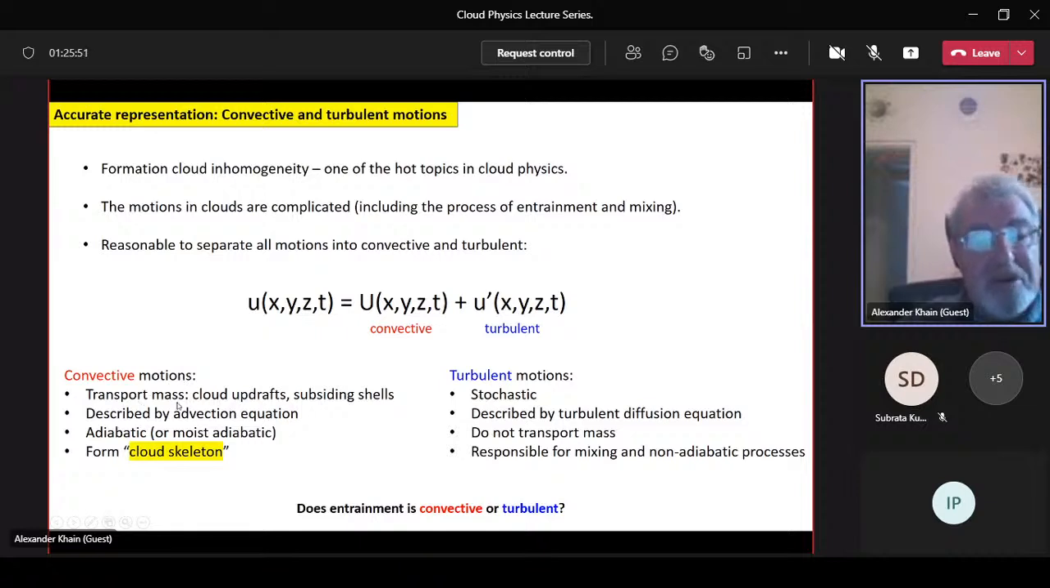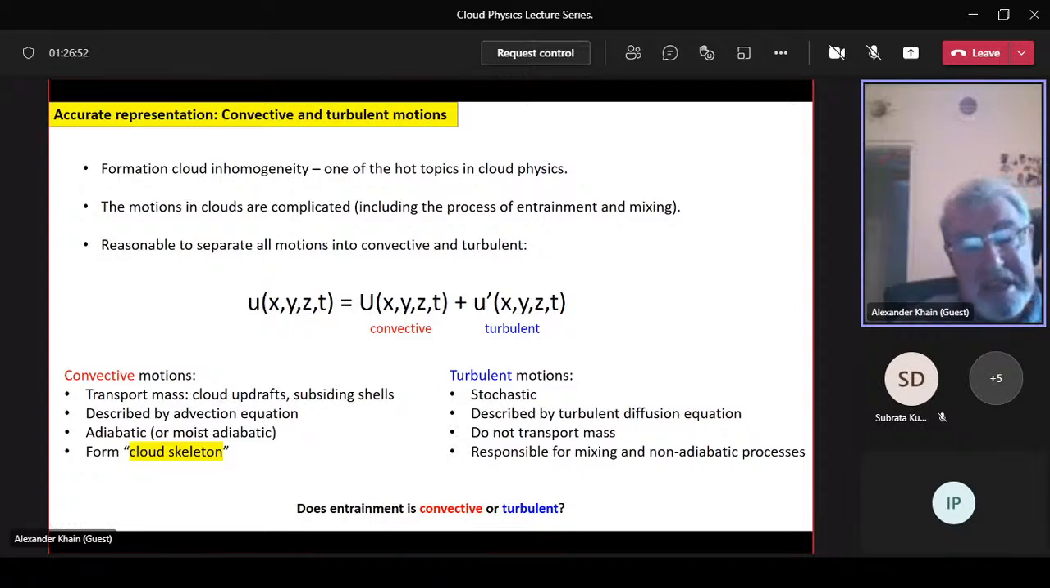Convective motions transport mass. So cloud updrafts and subsiding shells are because of the convective component. These motions are described using the advection equation. These motions are typically adiabatic or almost adiabatic, and convective motions form the cloud skeleton. At the same time, turbulent motions are stochastic. They are described by the turbulent diffusion equation, and these motions do not transport mass and are responsible for mixing and for non-adiabatic processes.